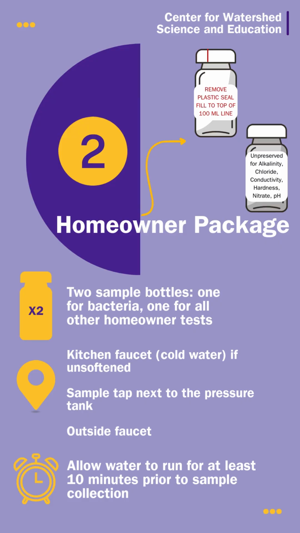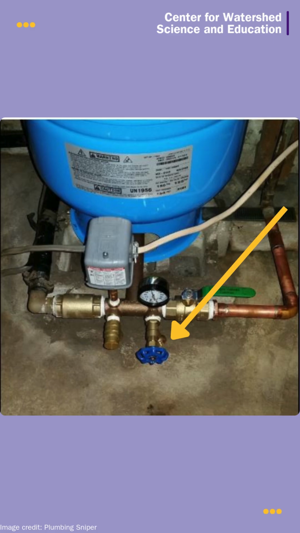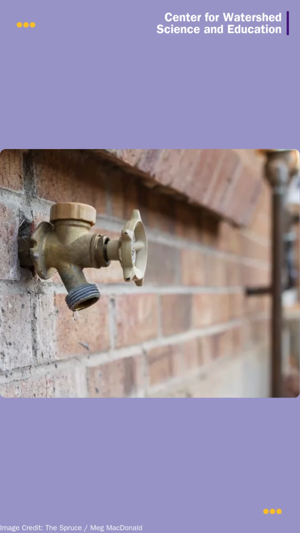The goal of the homeowner's package is to sample untreated water coming directly from your well. When selecting a faucet for this sample, choose one that is not softened or otherwise treated. Ideally, the faucet would be a non-swivel metal faucet. Good choices are often the cold water kitchen faucet, if untreated, the sample tap next to the pressure tank, or an outside faucet.